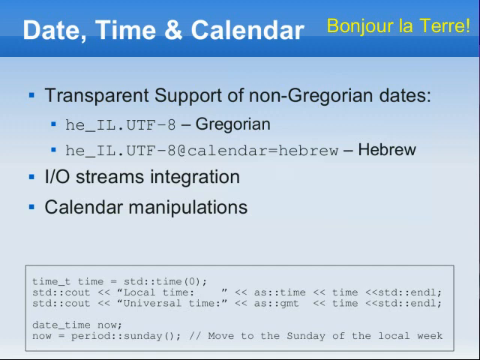It also provides permission to manipulate our date and time objects. For example, you can find what is the Sunday of this local week, where the start of the week depends on actually where you are.